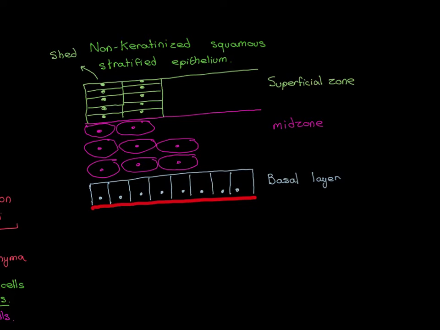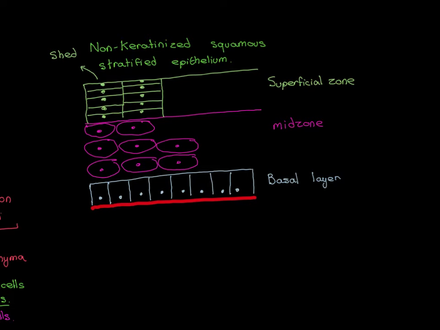And that, I'm afraid, is the life cycle of a squamous stratified epithelium. The cells do not live long. They are continuously being shed off. They go through this process only to be shed off. Okay, so that's the structure of a non-keratinized squamous stratified epithelium.